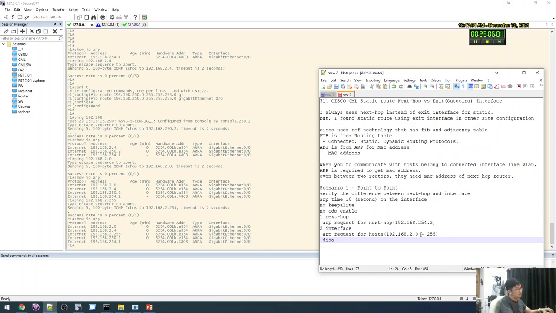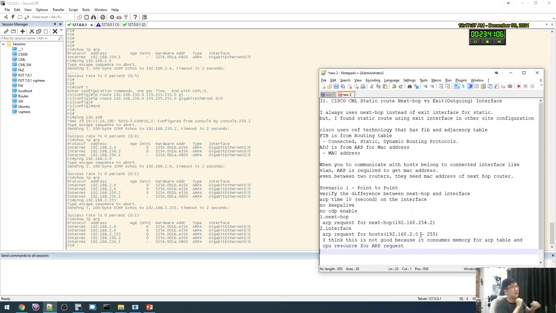Yeah, it's not a good idea. I think this is not good because it consumes memory of the ARP table and CPU resource for ARP refresh. Yeah, I think this is not a good idea for all the hosts. It's really not a good idea.